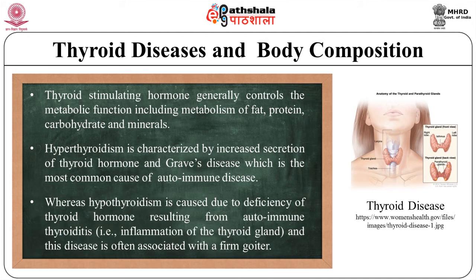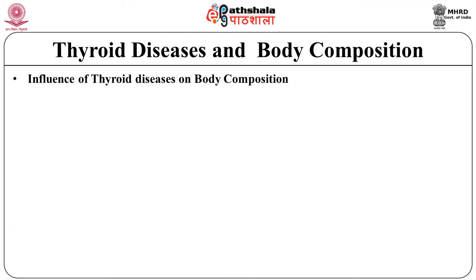Whereas hypothyroidism is caused due to deficiency of thyroid hormone resulting from autoimmune thyroiditis, that is inflammation of the thyroid gland, and this disease is often associated with a firm goiter. Now, influence of thyroid disease on body composition.